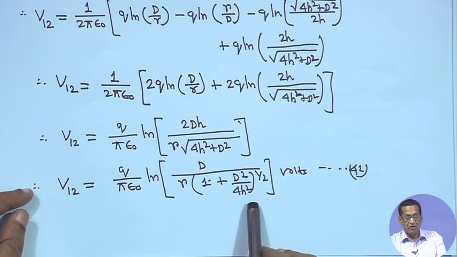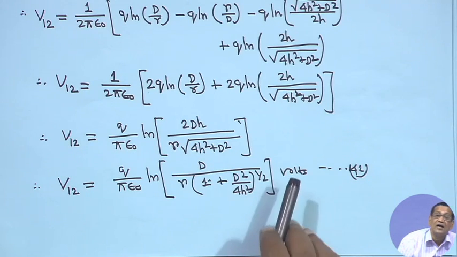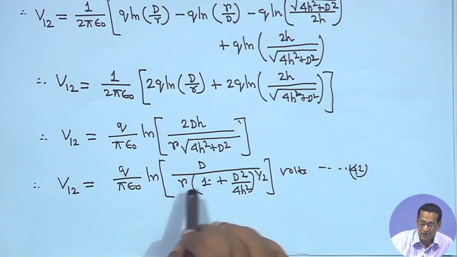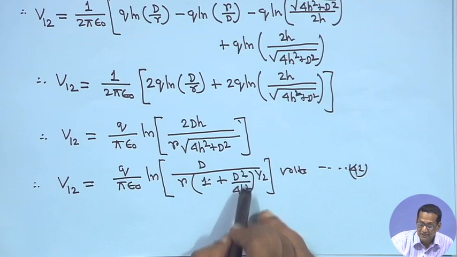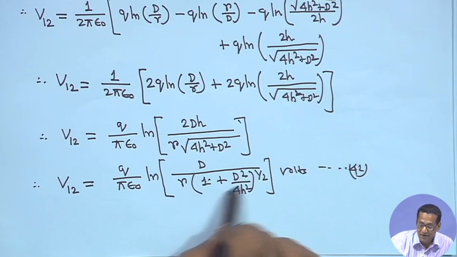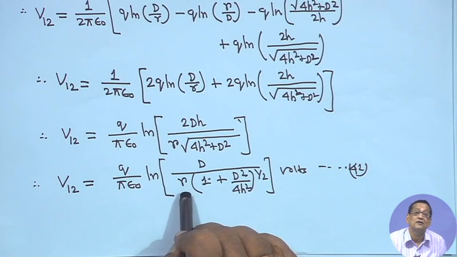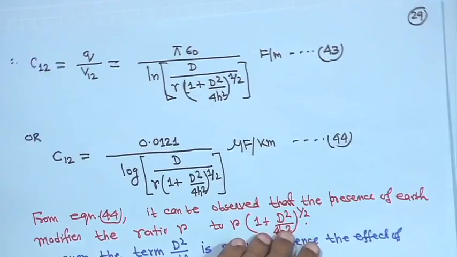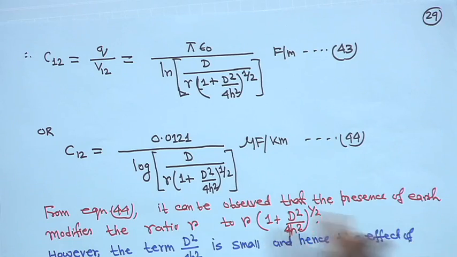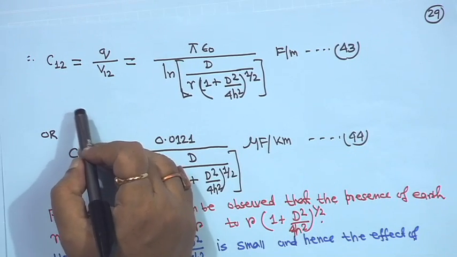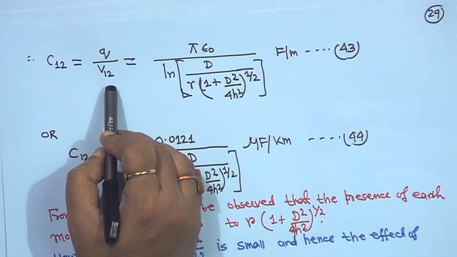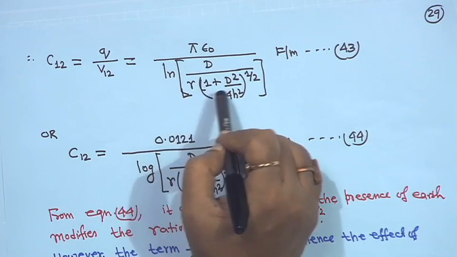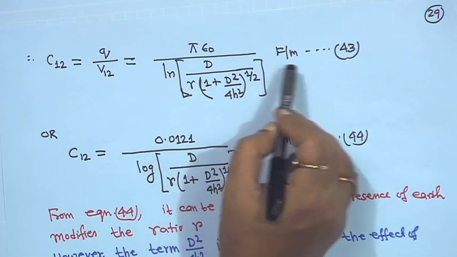So, this is the voltage expression. If the earth effect, the ground effect, is not there, then earlier it was just d upon r, but now it is d upon r into 1 plus d square upon 4h square to the power half. That means this factor has been multiplied with the r. Therefore, C12 is equal to q upon V12, which is pi epsilon 0 divided by ln d upon r into 1 plus d square upon 4h square to the power half farad per meter.